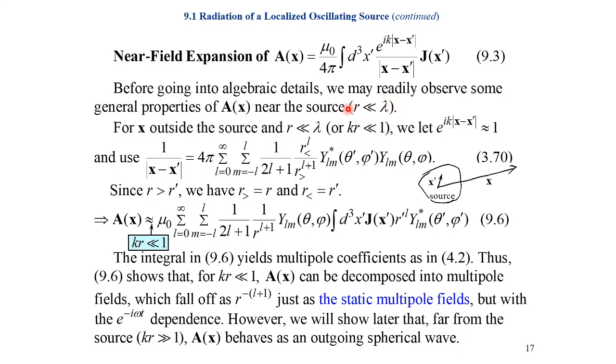Lambda is the wavelength, and R is the observer. For x outside the source, this one will be very, very close. K is related to the wavelength: K is 2 pi over lambda, the wave number, omega over C. We look at exponential minus ik times x minus x prime, because in the near field, x and x prime are very close to each other, very small compared with lambda. So this will be very, very small. Obviously, this one is close to 1, and this one is just 1.